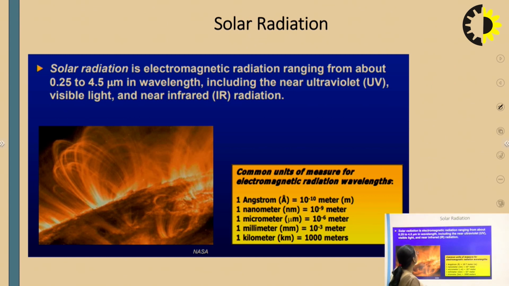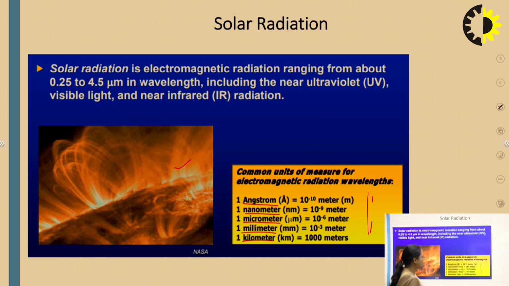So these are the solar radiations you can see here. Solar radiations are electromagnetic radiations ranging from 0.25 to 0.45 micrometer in wavelength. They also include the ultraviolet, visible light and near infrared radiations. The common units used for electromagnetic radiation wavelength are the angstrom, nanometer, micrometer, millimeter, and kilometer.